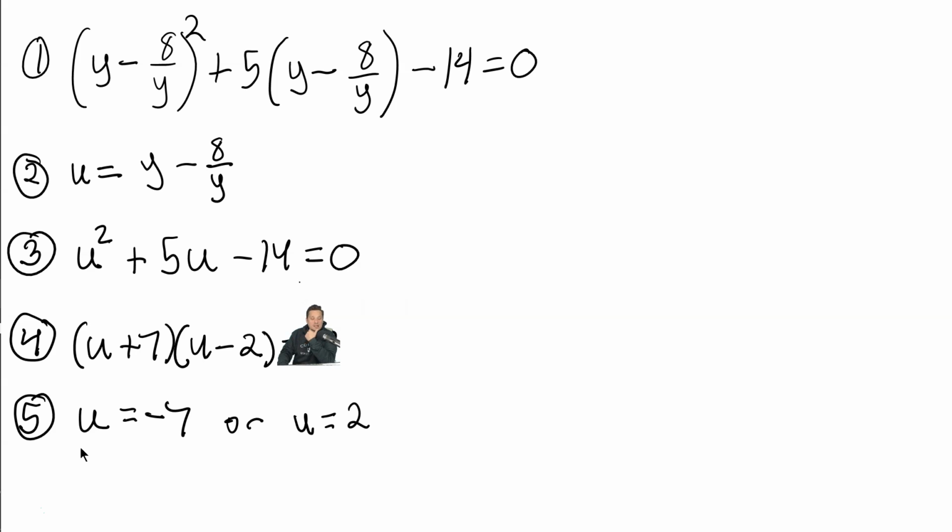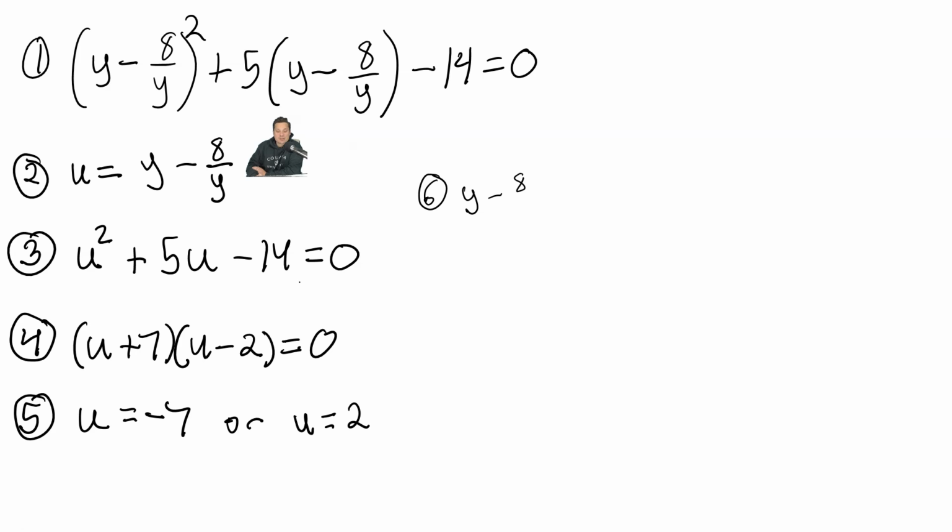Keep in mind, though, that this doesn't solve the problem because u at step number 2 is defined as y minus 8 over y. So I need to go as follows. Step number 6. I'm going to say y minus 8 over y equals negative 7. Why am I doing that? I'm doing this because u at step number 2 is defined to be y minus 8 over y. So now I have to replace u with that expression that represents it. And I have to solve that for y, because the goal at step number 1 is to get y's and not u's. So let's go through that process.